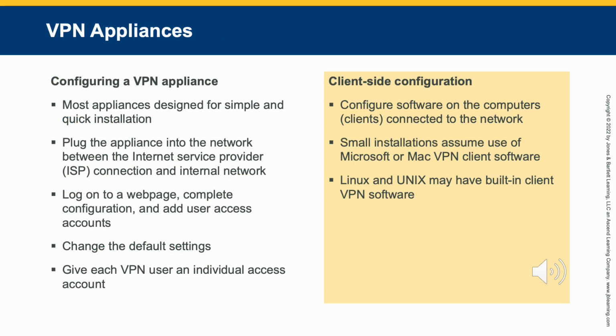VPN appliances. Configuring a VPN appliance. Most appliances are designed for simple and quick installation. Plug the appliance into the network between the internet service provider connection and the internal network. Log on to a web page, complete configuration, and add user access accounts. Change the default settings. Give each VPN user an individual access account.